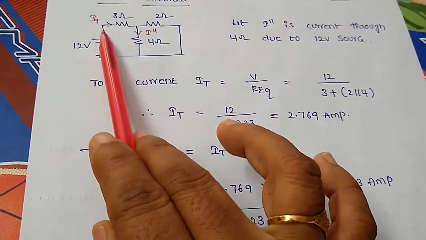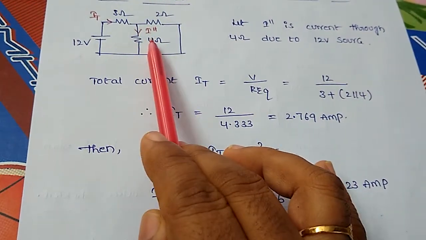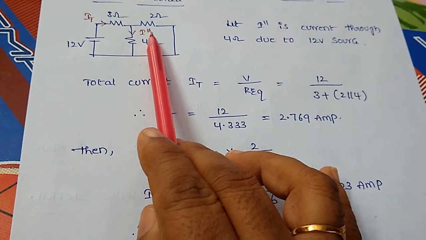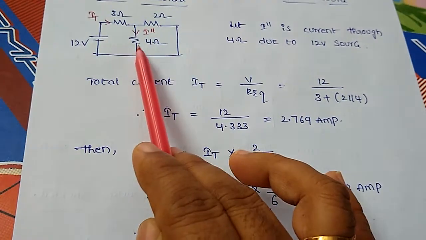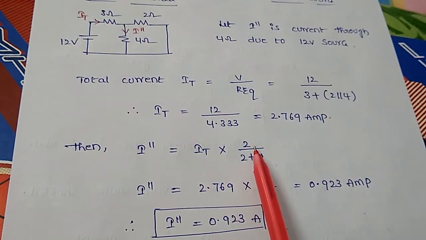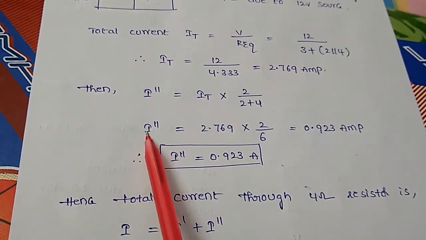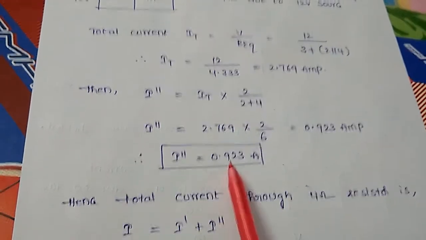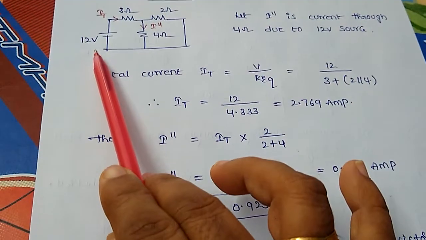After calculating the total current, we need to divide it through 4 and 2. So I need to calculate the 4 ohms current, I double dash. I am applying the current divider rule again: total current into the other branch, which is 2 ohms, divided by the sum of the resistances. Then I double dash is 0.923 amperes. So this is the current flowing through the 4 ohms branch due to the 12 volt source.